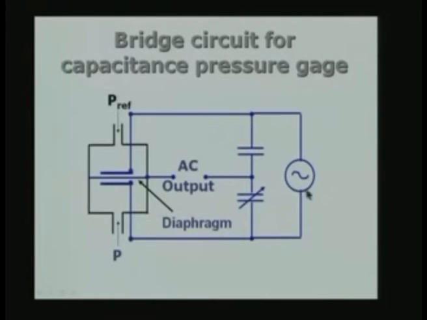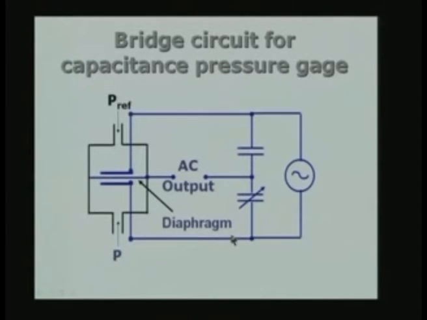Okay. So, again you see that the displacement of the diaphragm has been converted to the change in the capacitance, and that has given rise to an imbalance in the circuit, and this imbalance is going to give you rise to an AC output. This AC output may be either directly measured or it can be demodulated and amplified to give you a DC signal. So, that DC signal is going to be proportional to the delta P across the transducer. So, that is the basic way the capacitance pressure gauge is going to be used.